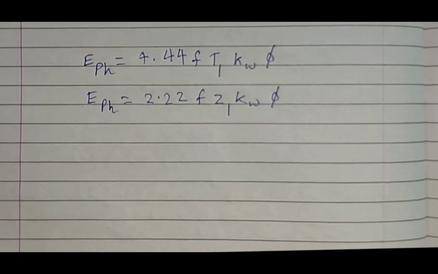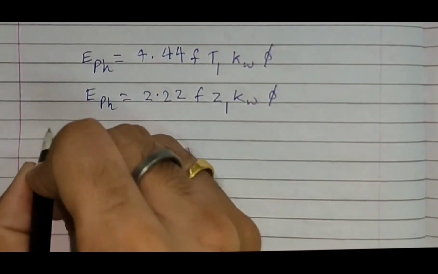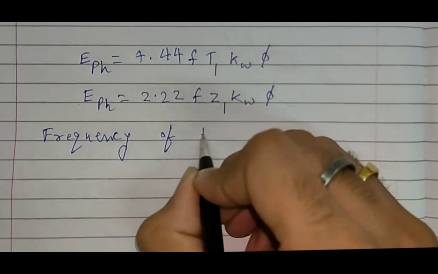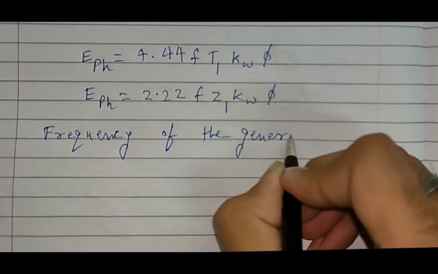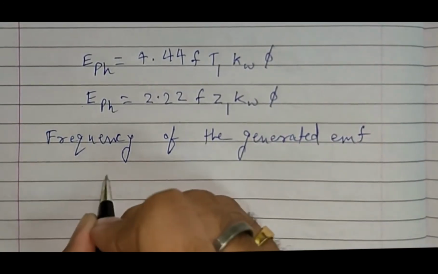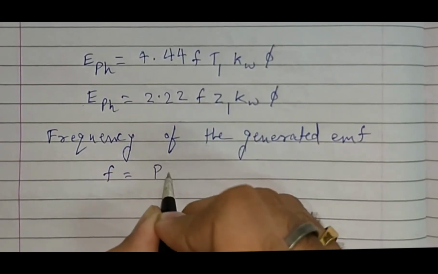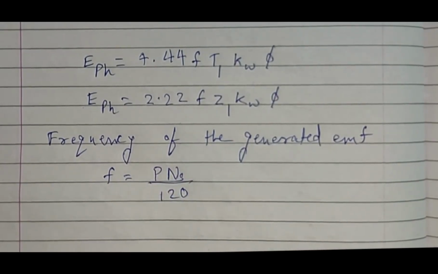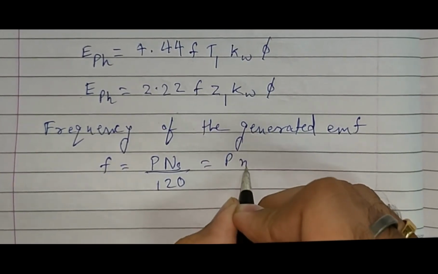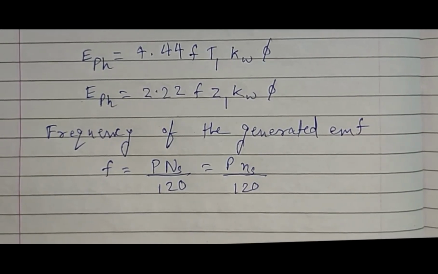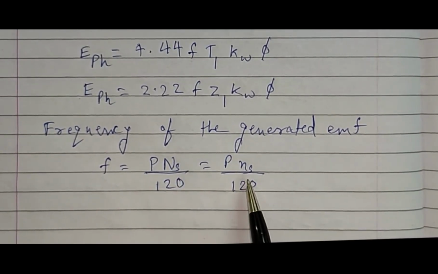Now, on further simplifying the equation, the frequency of the generated EMF can be given by F is equal to P into Ns upon 120, or as P into small ns upon 120, where small ns is nothing but the speed of the machine in RPS. This is in RPM and this is in RPS.